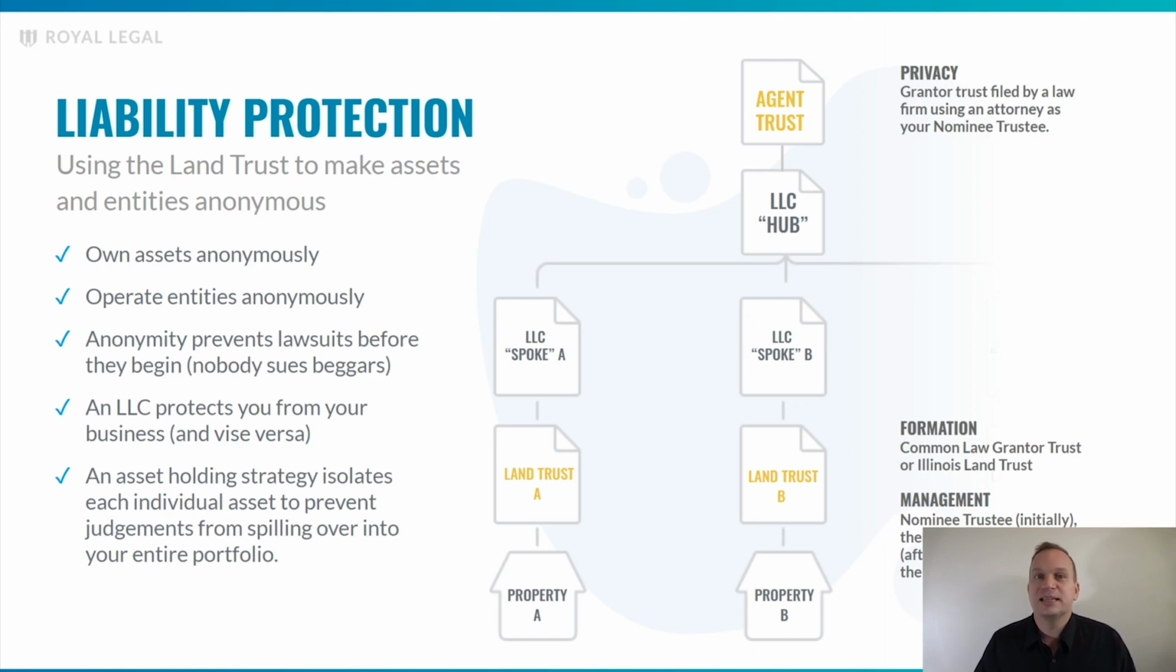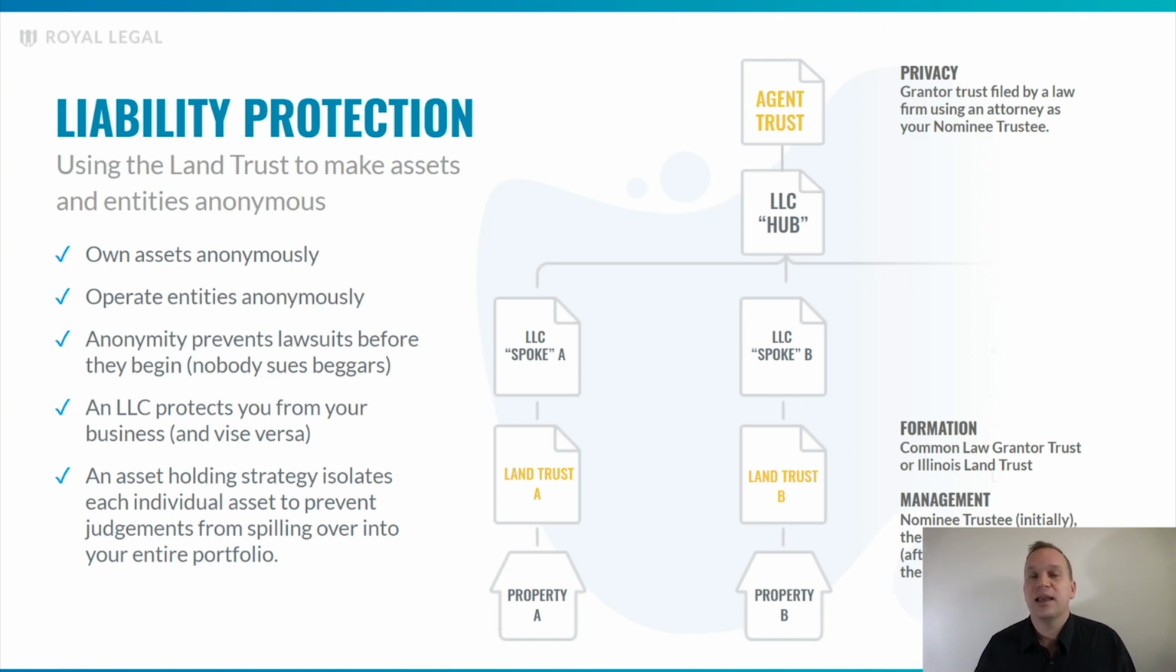So here you can see that it's one spoke LLC, one land trust, and then one property. So that's spoke A, land trust A, and then property A underneath it. So this allows us to protect each asset individually. So if there's ever a lawsuit against property A, they can't go after property B, C, D, etc., because the lawsuit is compartmentalized to the individual LLC.